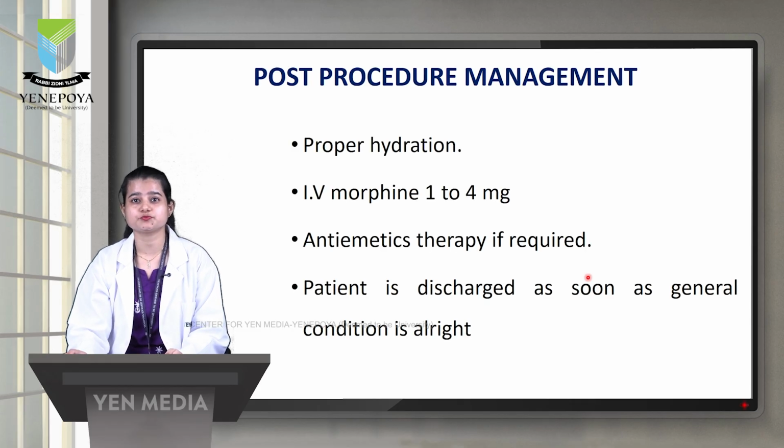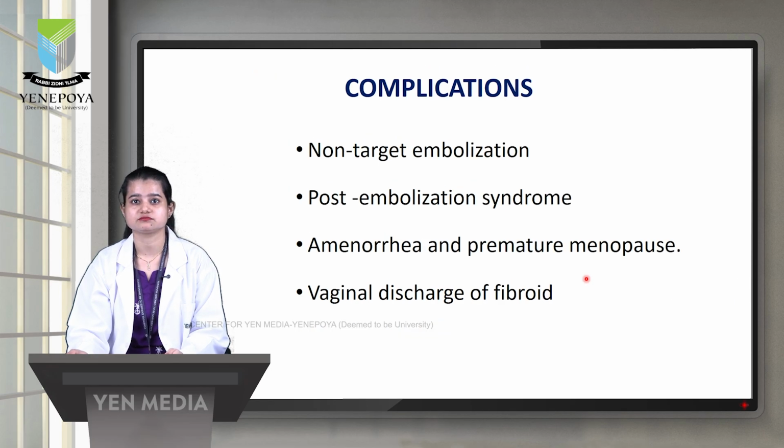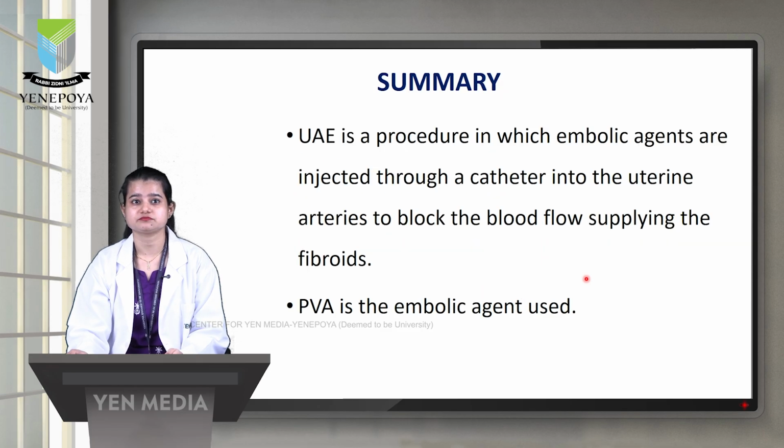Next, coming to the post-procedural management. The patient should be hydrated. Morphine is given 1 to 4 mg intravenous. Anti-emetic therapy is given if required. The patient is discharged as soon as the general condition is all right. Next are the complications: non-target embolization, post-embolization syndrome, amenorrhea, which is the absence of menstrual cycle, premature menopause, and vaginal discharge of the fibroids.